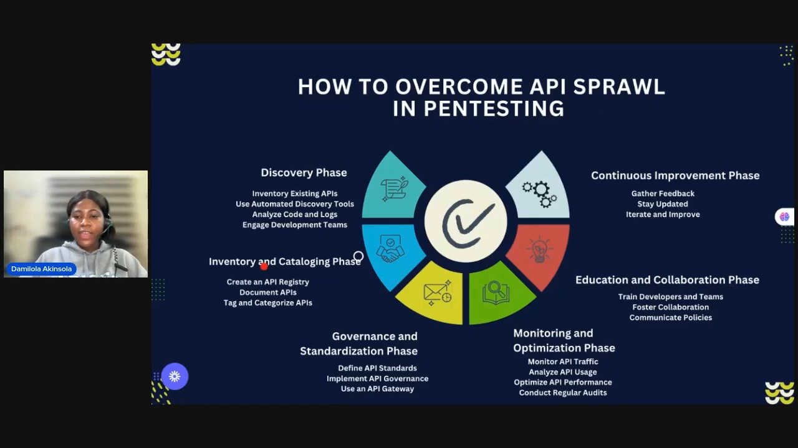Then we have communication of policies. You have to effectively communicate policies to the team because the way you're going to talk to someone in a leadership position might not be the same way you would talk to someone in a technical position. So you have to be able to speak their language.